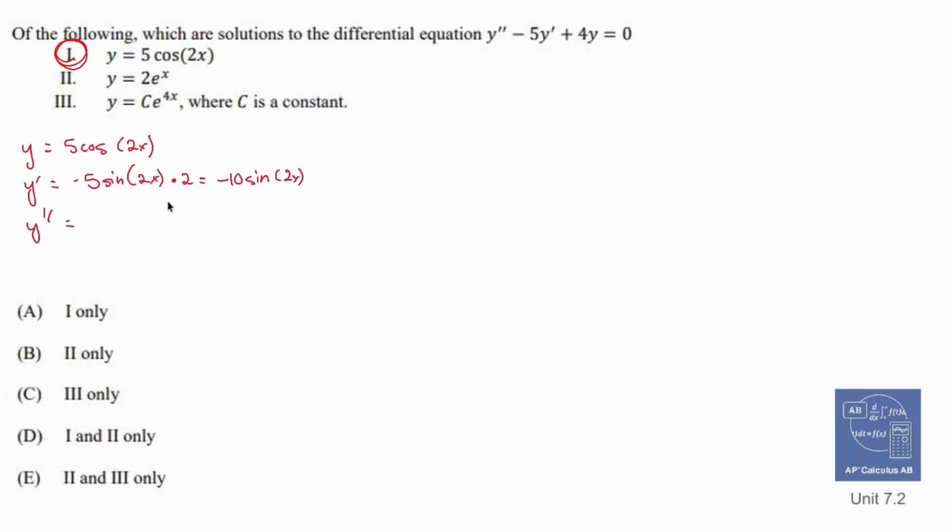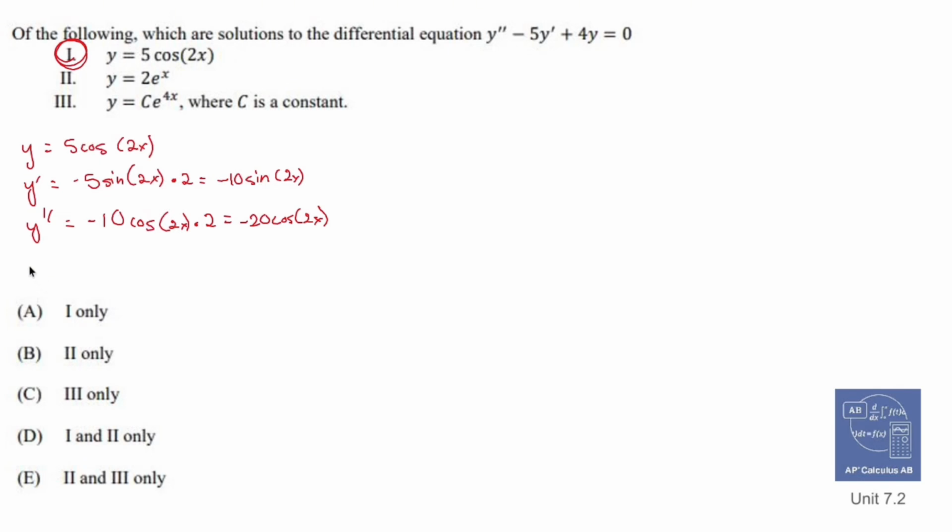y double prime is going to be negative 10. Take the derivative of sine, which is cosine. Keep the inside, but then multiply everything by the derivative of the inside. So you become negative 20 cosine 2x, and that should do it. So let's test it out.